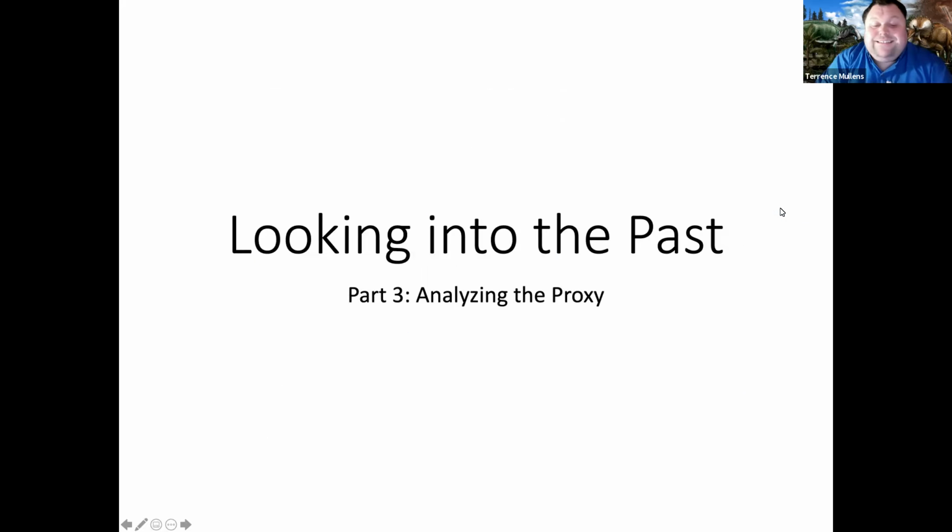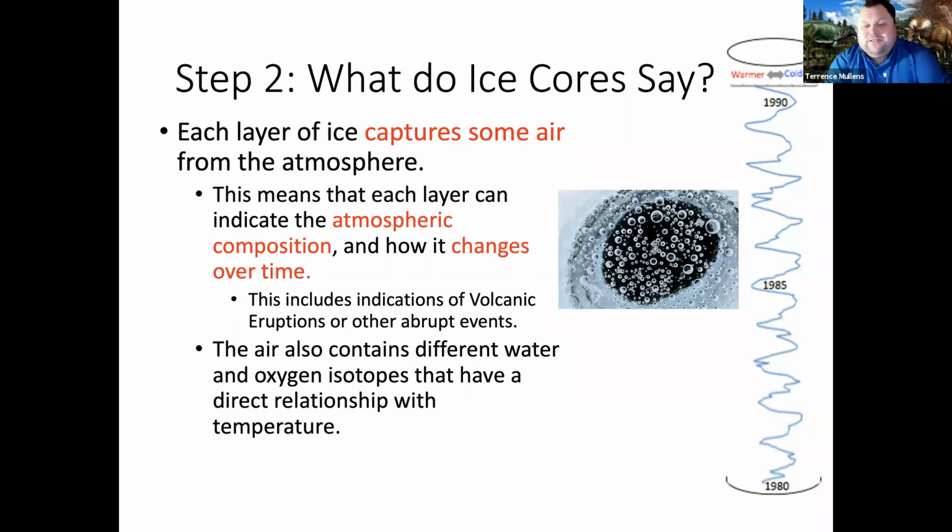All right. So now we know when our sediment sample or our ice core or our tree ring is actually representing. So, how do we know what it's actually telling us about past climate? Well, there's a few things that these things are telling us. First, let's talk about ice cores.